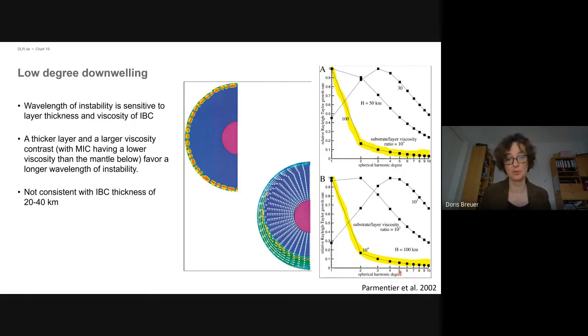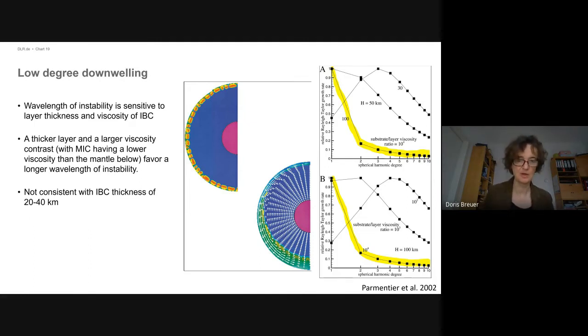So that's what we don't want to have. What we need is a thick layer of the IBC with a very low viscosity. And if you remember what I said, with normal crystallization the IBC layer is thin, with a thickness of 20 to 40. So that would not work.